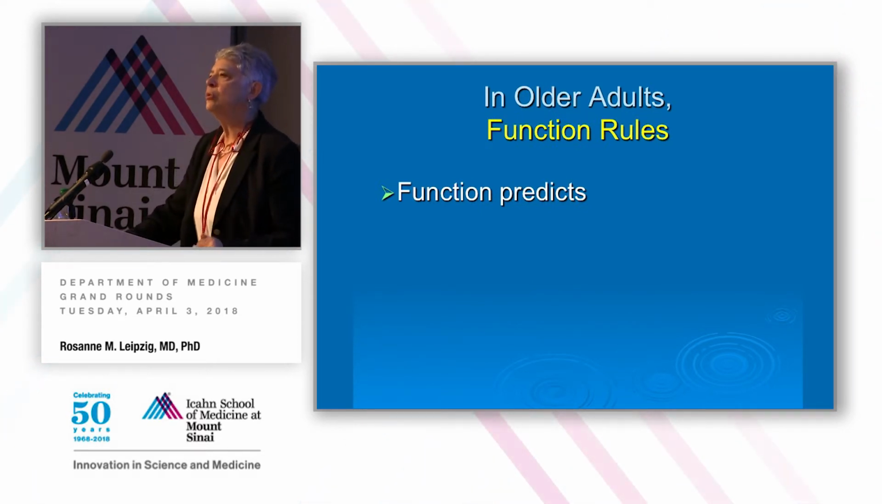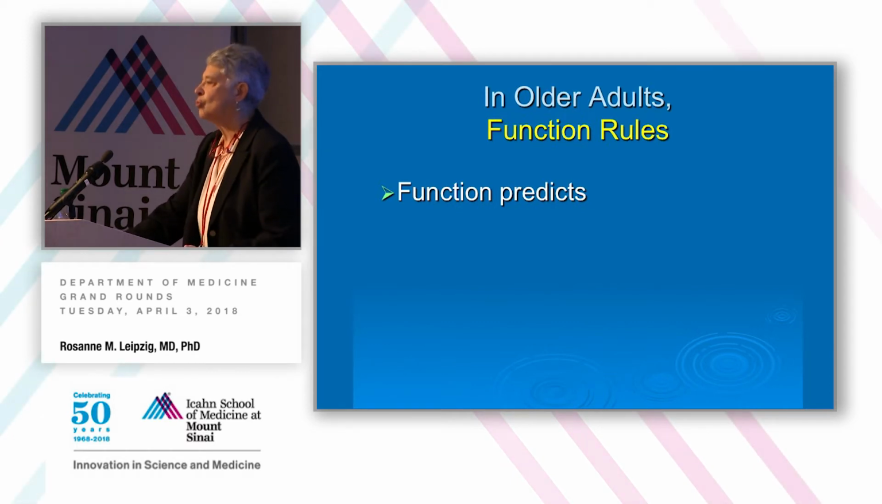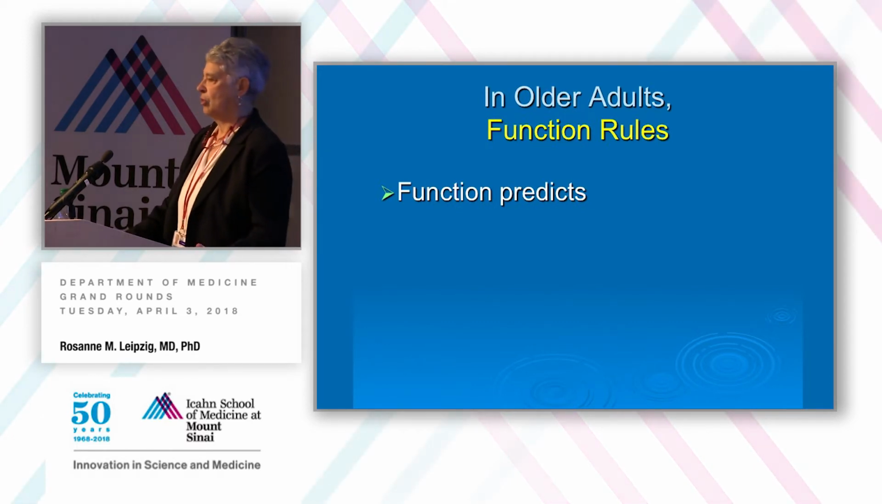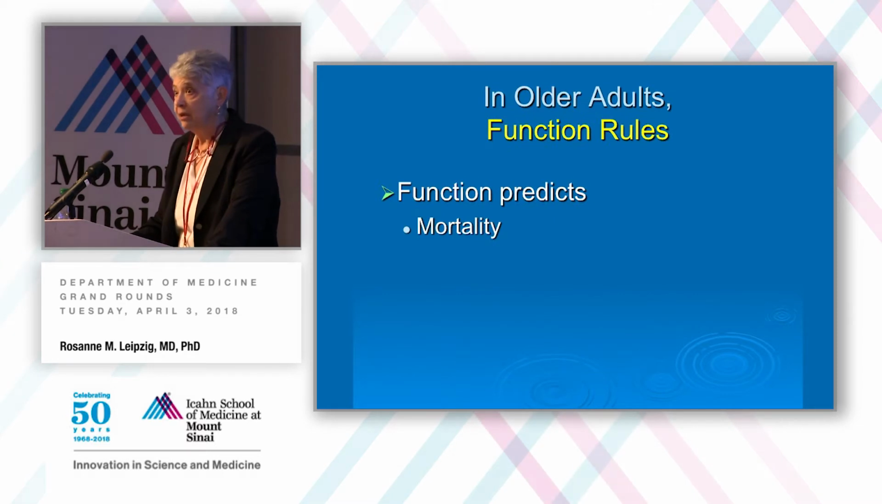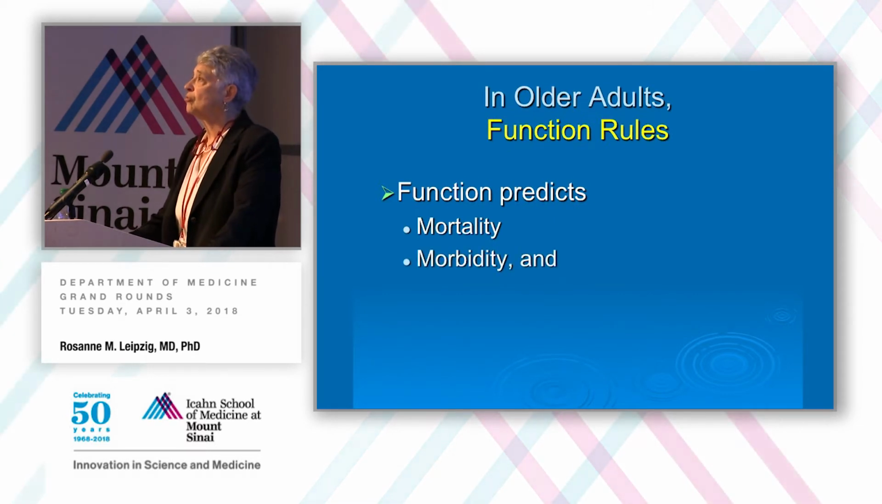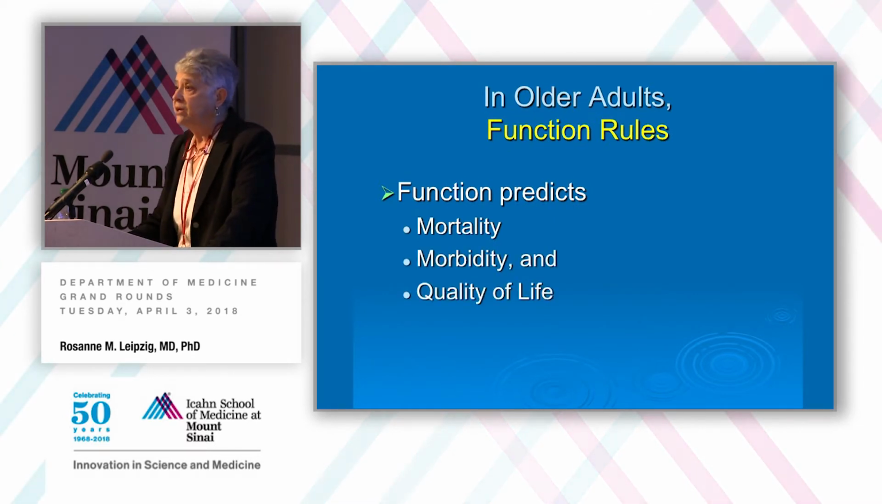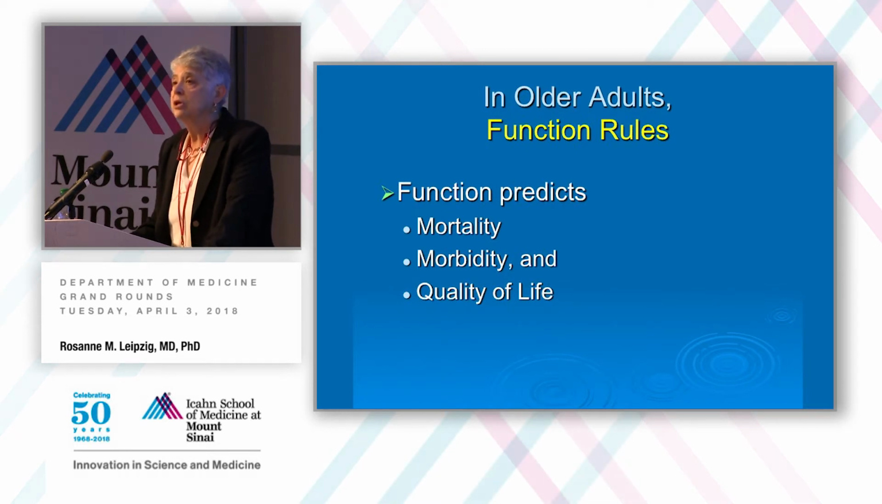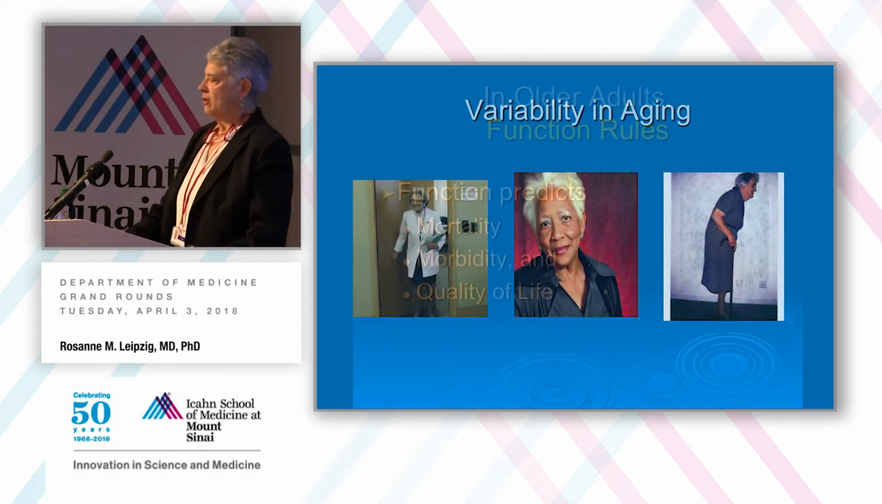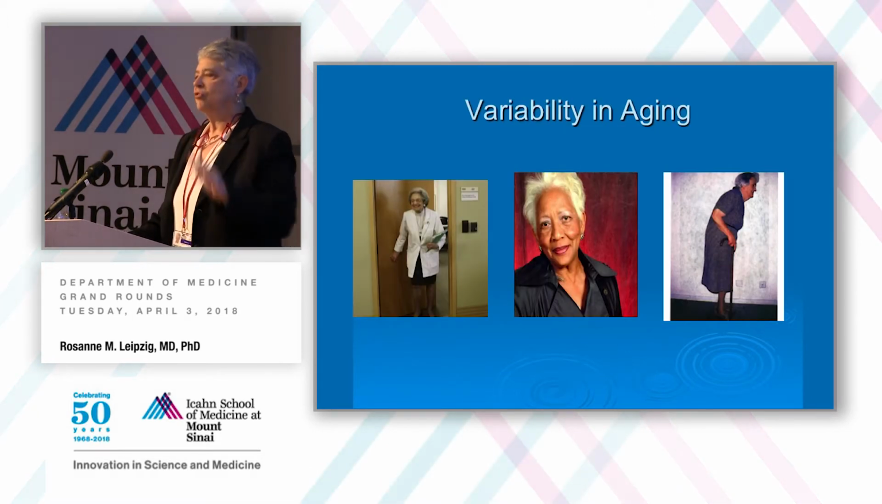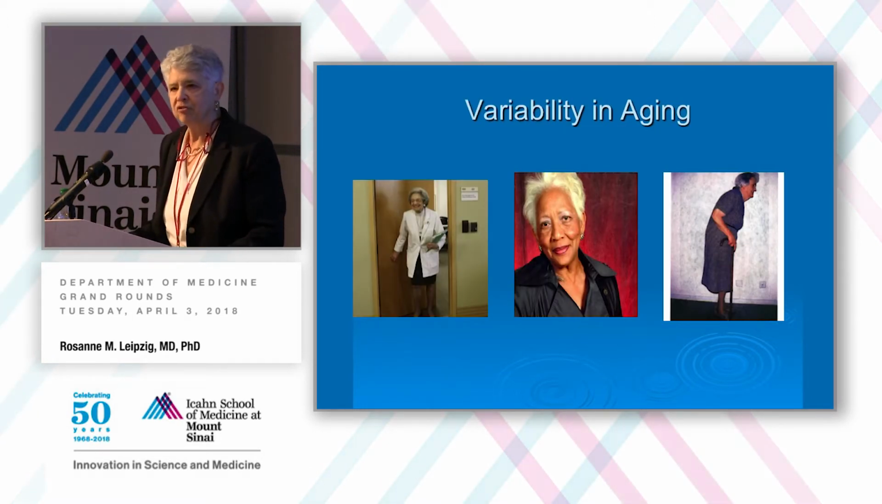So the thing for you to remember is that it's not age that rules, it's function that rules. Function predicts mortality, function predicts morbidity, and quality of life. So it's really important to have a sense of what the function is of your patient. So I'm going to just give you an example of this by telling you about 3 of my patients.